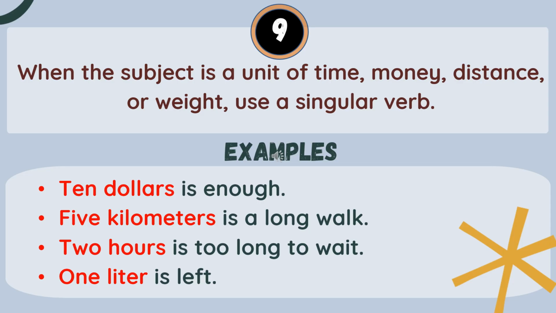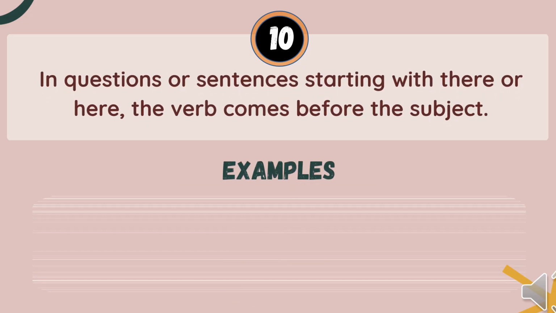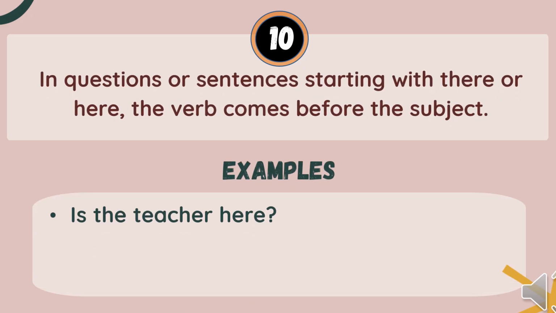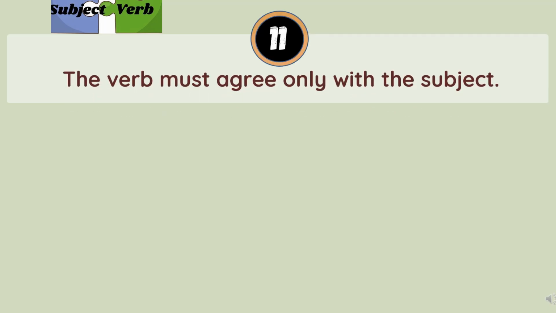In questions or sentences starting with there or here, the verb comes before the subject. Examples: is the teacher here? There are many books on the table. Where's my sweater? Notice how the verb is/are appears first. This is how we form questions or sentences with there and here.